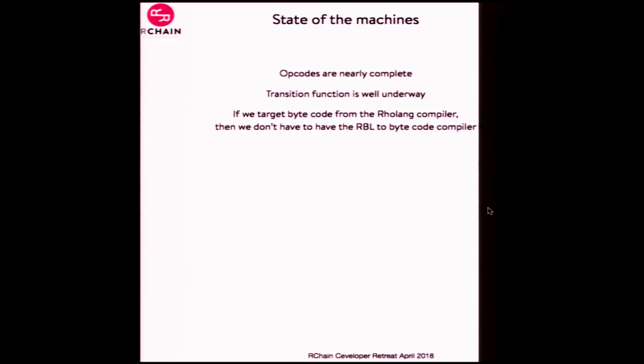There's another piece of the puzzle. I was actually surprised and delighted that the team feels that they can move to target directly the Rosette bytecode rather than the RBL level language, and then use the Rosette compiler. If that's still the way things are shaking out, that could be quite significant in terms of execution speed, for example, because we've now eliminated one extra level of compilation, which would be quite nice.